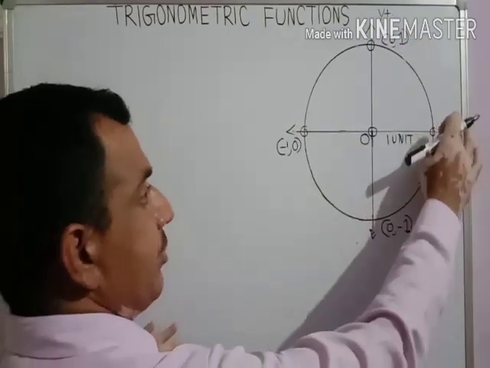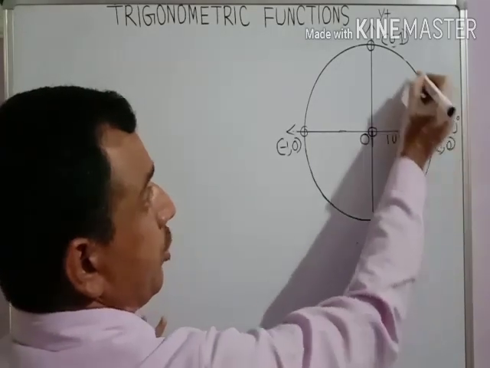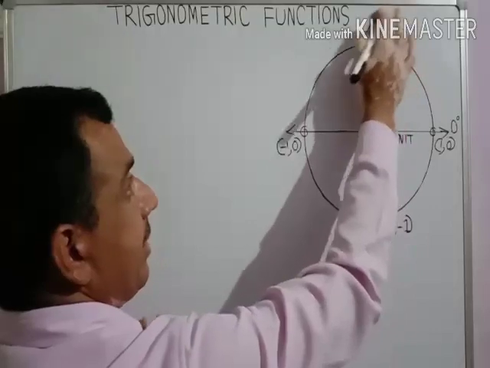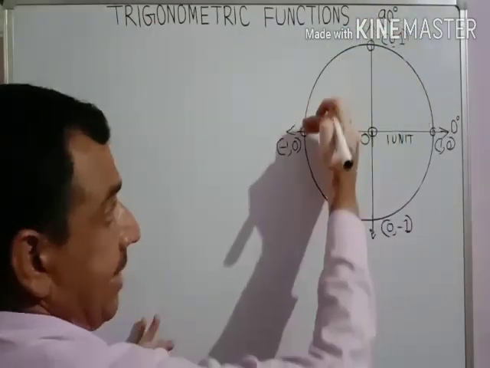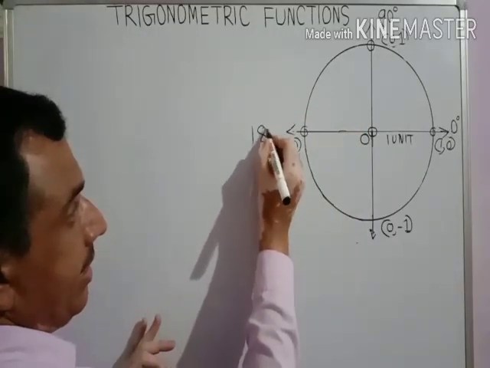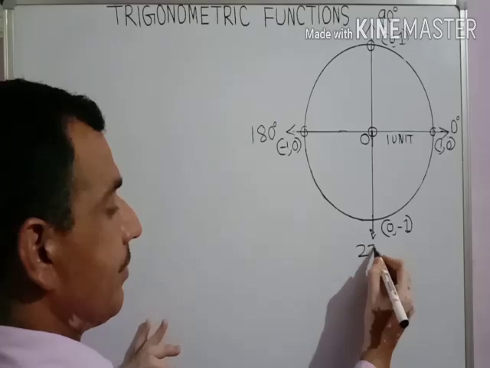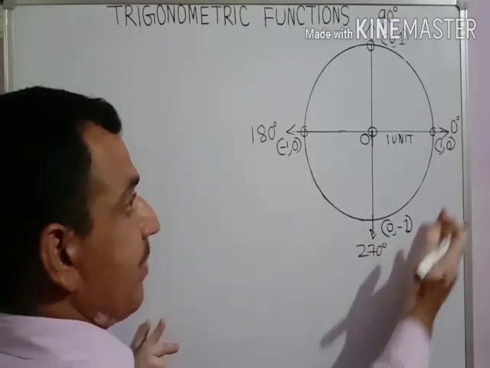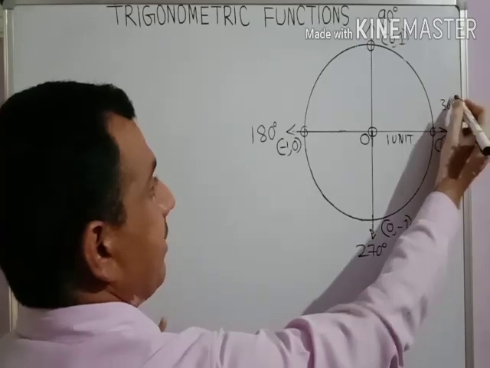And here at this point, theta is 0 degree. 0 plus 90, here theta is 90 degree. 90 plus 90, here it is 180 degree. 180 plus 90, it is 270 degree. And 270 plus 90, then it is 360 degree.